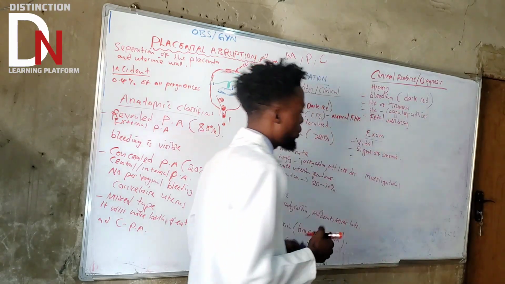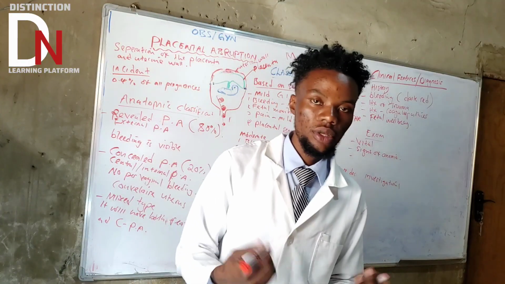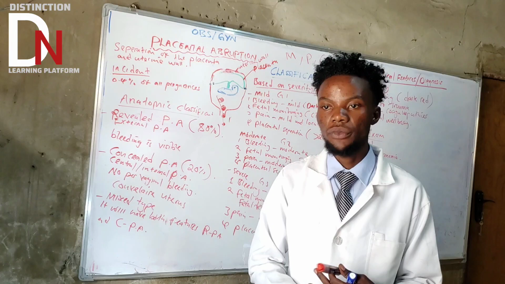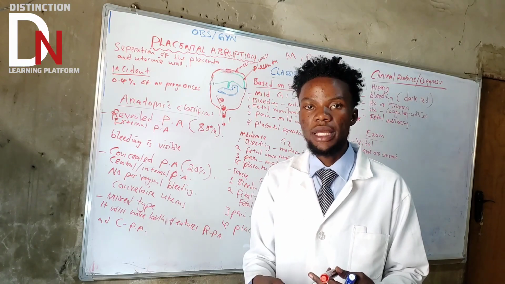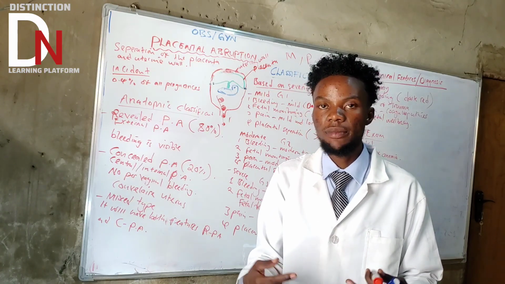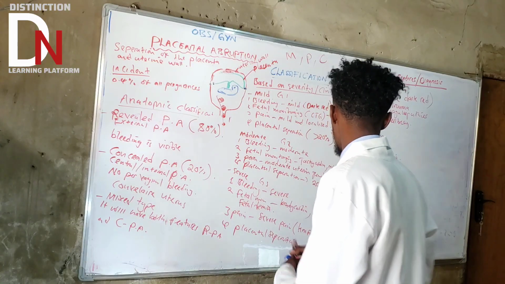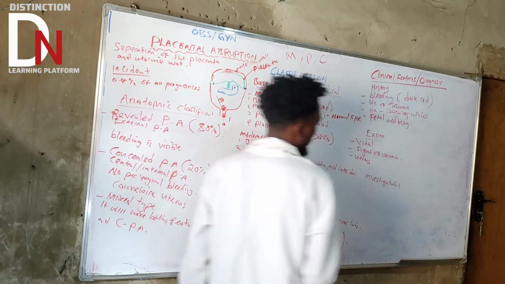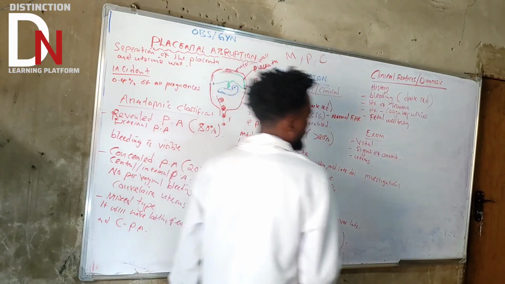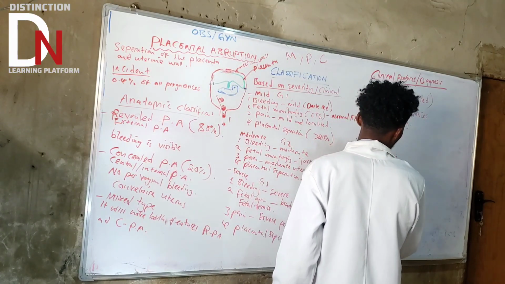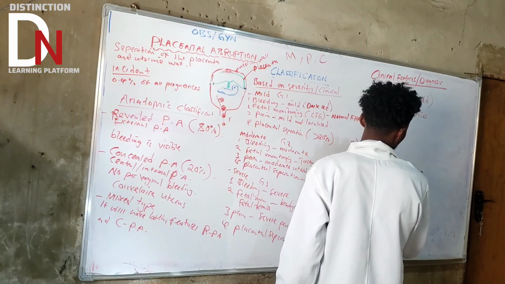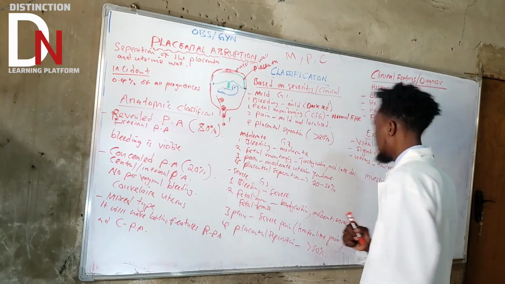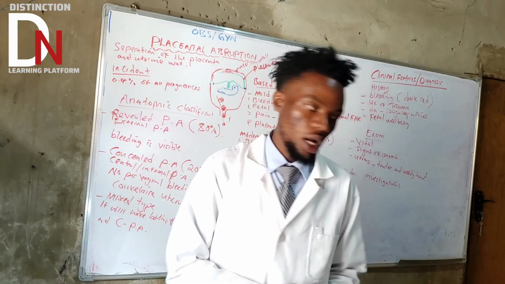What else? Also you need to examine the uterus. Remember that since this is abruptio placenta, the uterus is going to be tender and it's going to be hard. It's described as woody hard. So under abruptio placenta, the uterus is tender and woody hard.